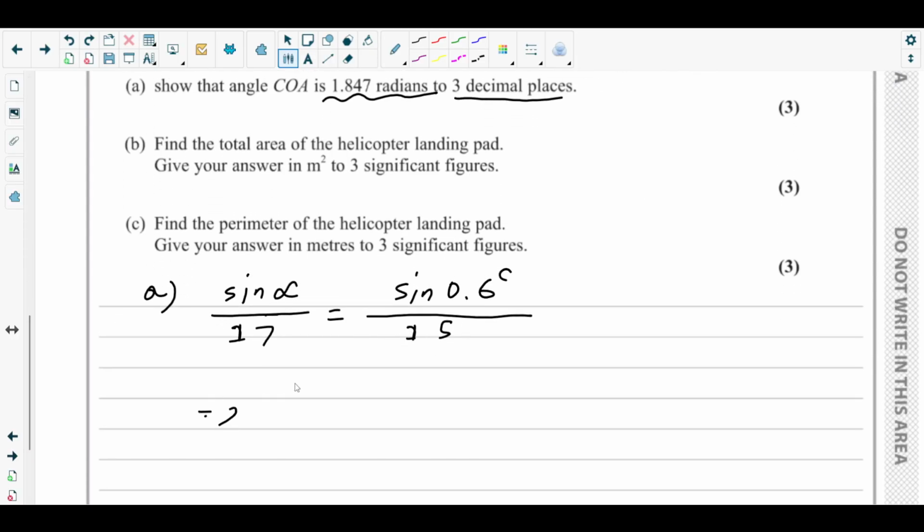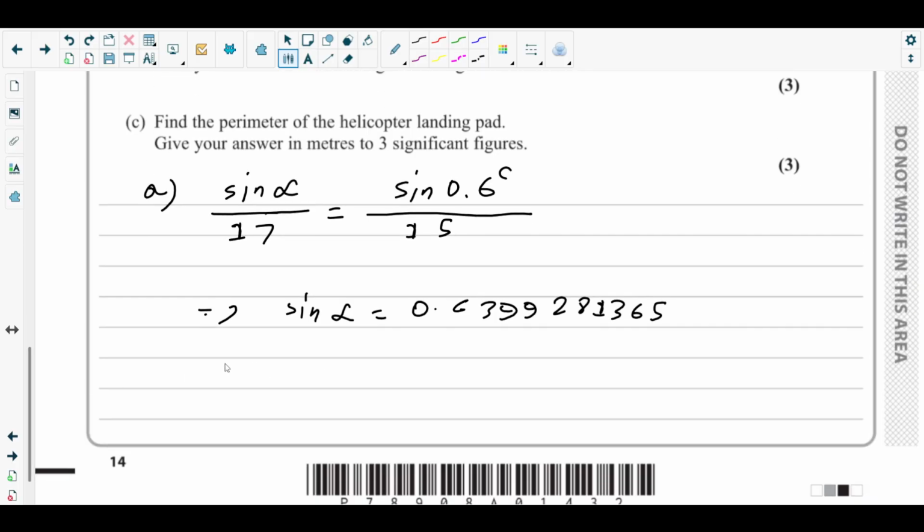Okay, so now we need to just find out the alpha. So sine alpha equals, okay, my calculator is in radian mode. So sine 0.6 times 17 over 15. So that is 0.639928135. I always like to keep whole decimal values, so that my answers match perfectly with the mark scheme.